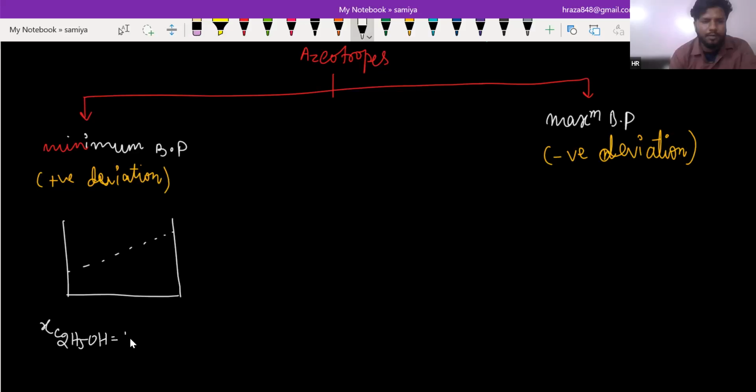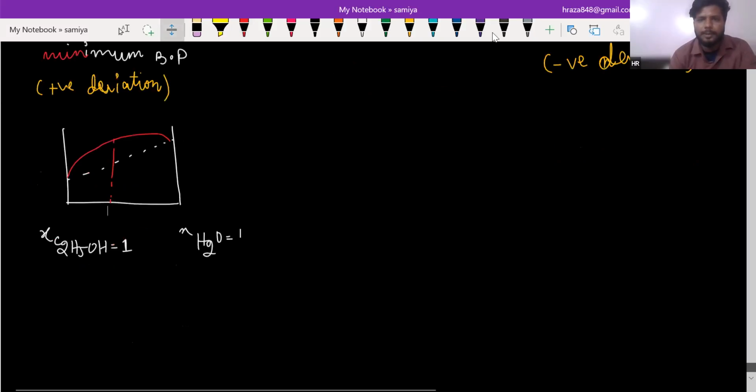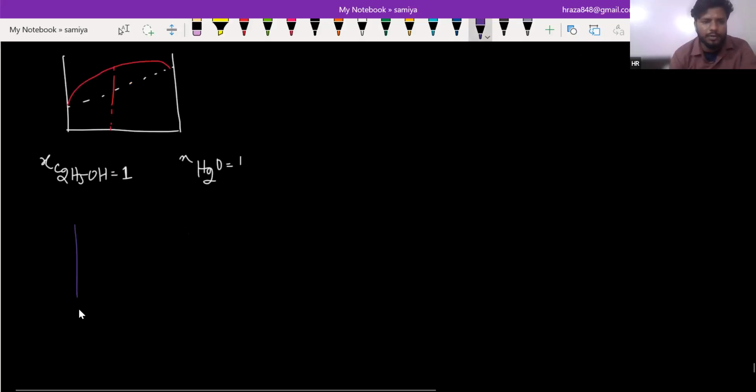Mole fraction 1 because it is pure here, and mole fraction of H2 on the right hand side is 1, but positive deviation, so the graph will be like this. If vapor pressure is more, that means boiling point is lesser. You can see the boiling point will be lesser.